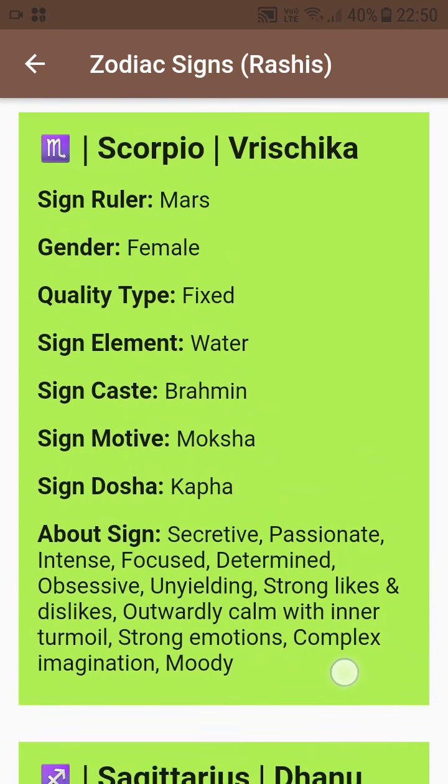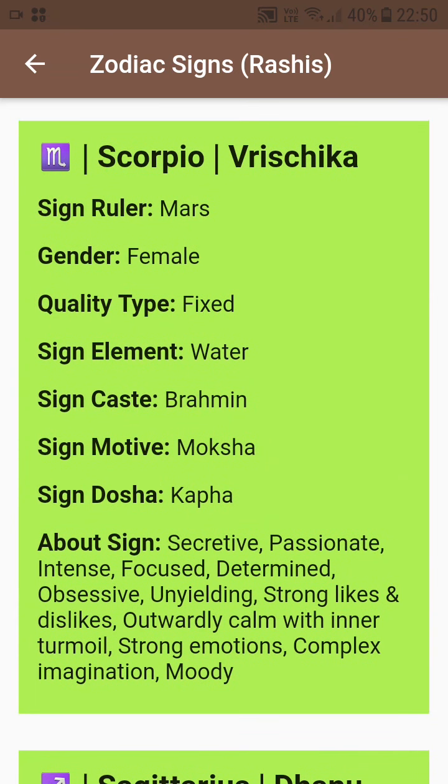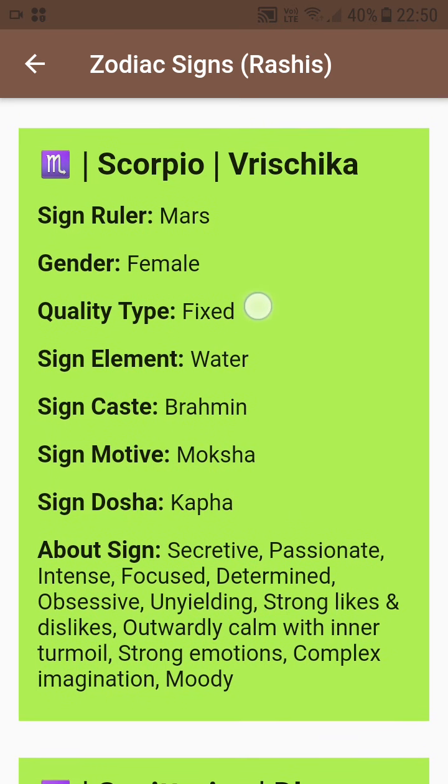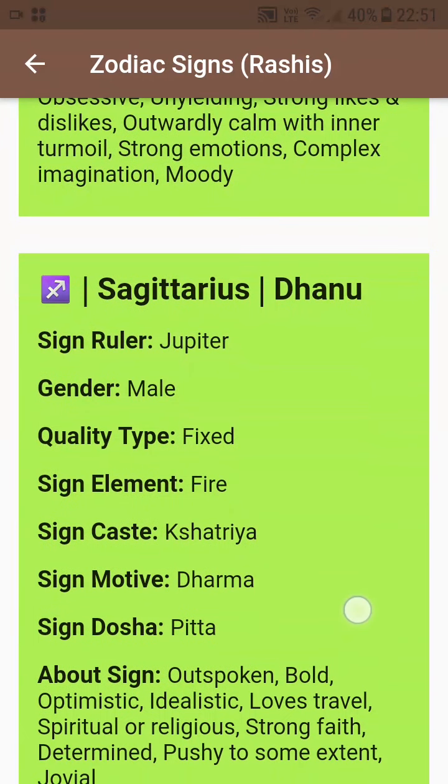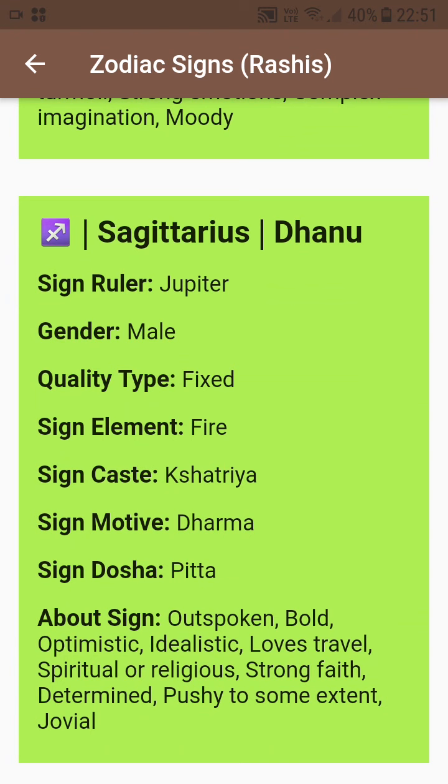So you get to learn the nature of the behavior, how some planet will behave in certain condition, atmosphere, if you understand what is the element and the quality types. Again, these things are going to be helpful, like gender, caste and motive. Let's move on to the next, Sagittarius, Dhanu Rashi, Gurudev, like Jupiter.